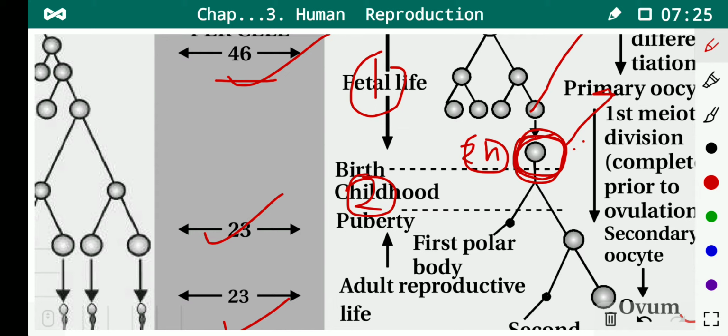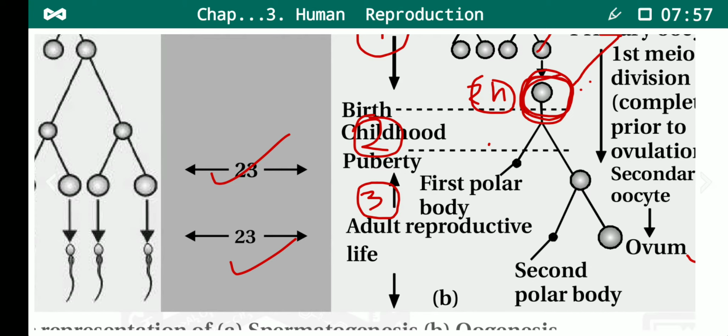Then this primary oocyte enters into the third phase. This is the phase of maturation, the reduction division phase, the meiosis division phase. Here reduction division takes place. As you know very well, meiosis division is completed in two phases, meiosis 1 and meiosis 2. In meiosis phase 1, two cells are produced.